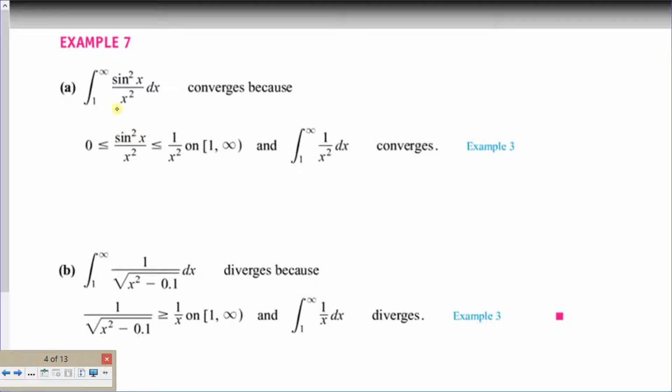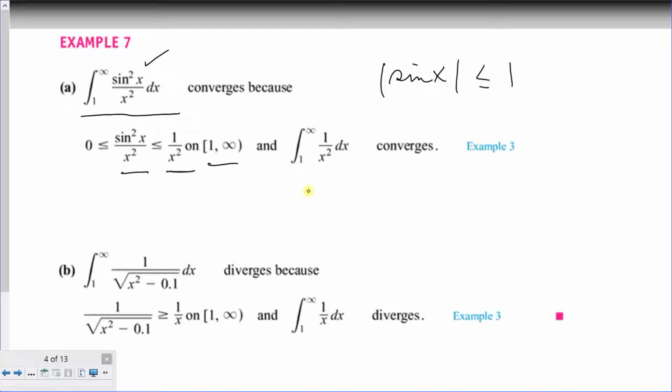So now we're going to look at an example. Suppose you want to take the integral of sine squared of x over x squared dx from 1 to infinity. This might be, in fact it is, a hard one to calculate an antiderivative for, but you can show that sine squared x over x squared is always less than 1 over x squared from 1 to infinity. This is because the absolute value of sine of x is less than or equal to 1.